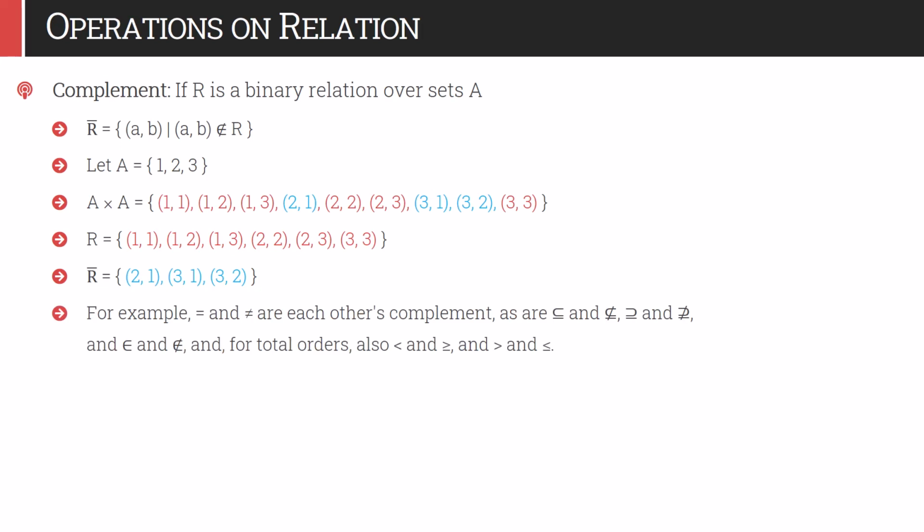For example, equal to and not equal to are complements of each other. In the same way, subset and not subset, superset and not superset, is member and is not member. Fine. For total orders also, less than and greater than or equal to, greater than and less than or equal to, they all are complements of each other.